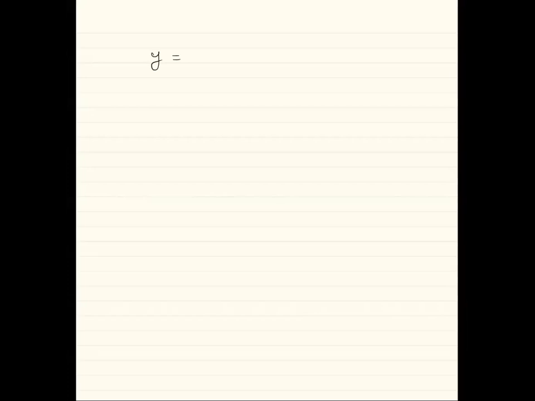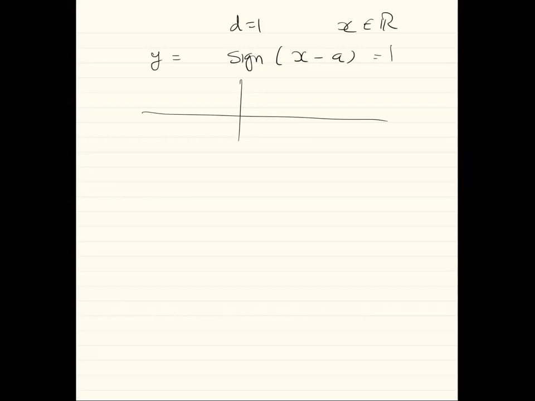hypothesis class: y equals sign of x minus a. So we are in 1 dimension. Our data vector, the input, is a scalar. X is a real number, right? So it's at some point here. A is a fixed threshold. We call this h_a of x. So there is some number on this real line. To the right of it, y will be +1. To the left of it, y will be -1.